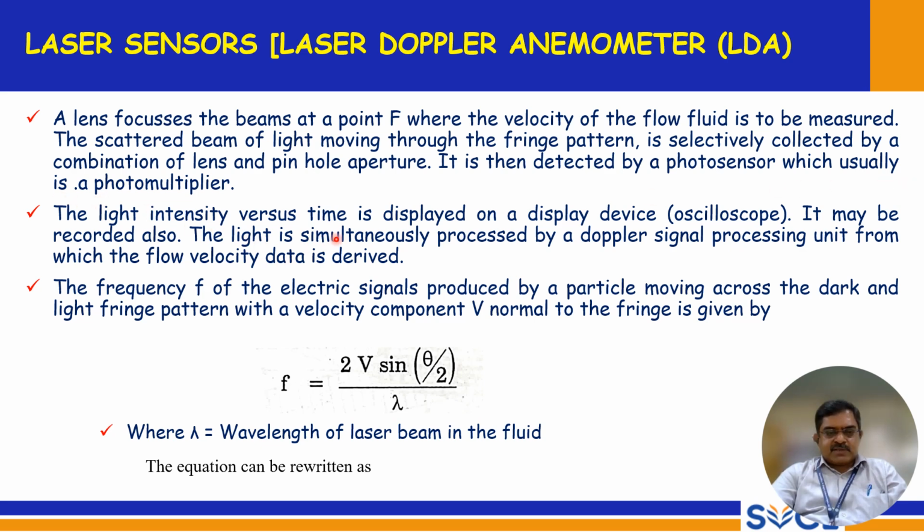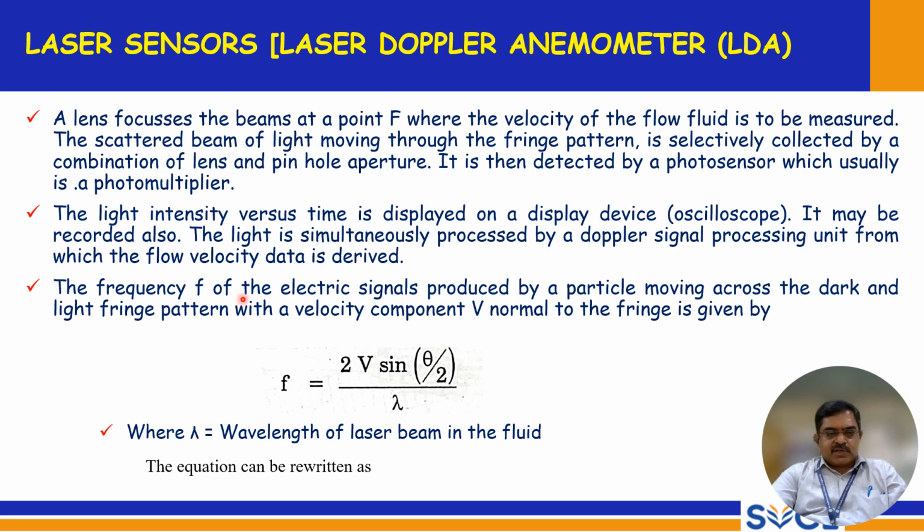A light intensity versus time is displayed on a display device. It is an oscilloscope. The oscilloscope is a device where we can see the display of time versus light intensity. It may be recorded also. The light is simultaneously processed by a Doppler signal processing unit from which the flow velocity data is derived.